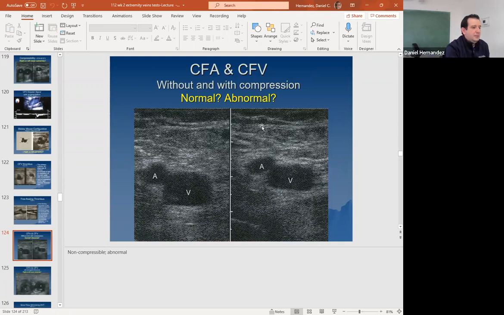So this is common femoral artery and common femoral vein with and without compression. So normal or abnormal? This is definitely abnormal. The vein compresses down only slightly with thrombus within the vessel itself.